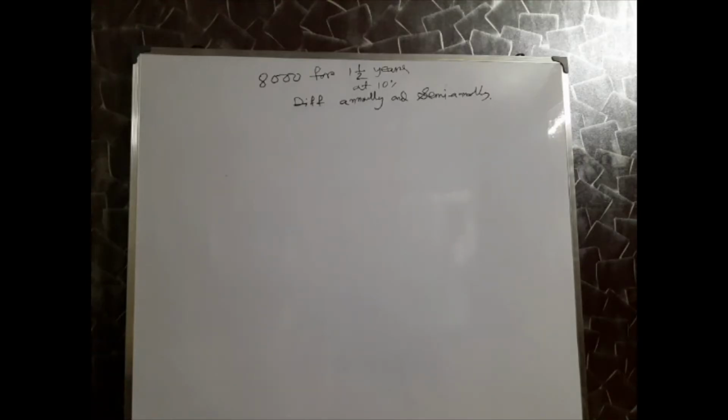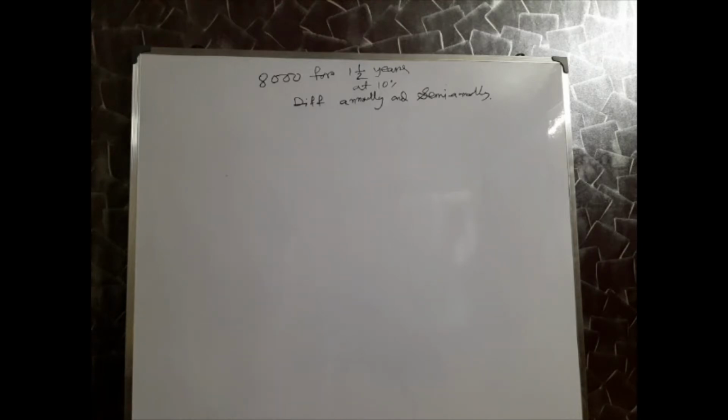So our next question is, find the difference between compound interest on 8,000 for 1.5 years at 10% per annum when compounded annually and semi-annually. Here semi-annually is nothing but half yearly. Okay, so first think about it, what you have to determine.